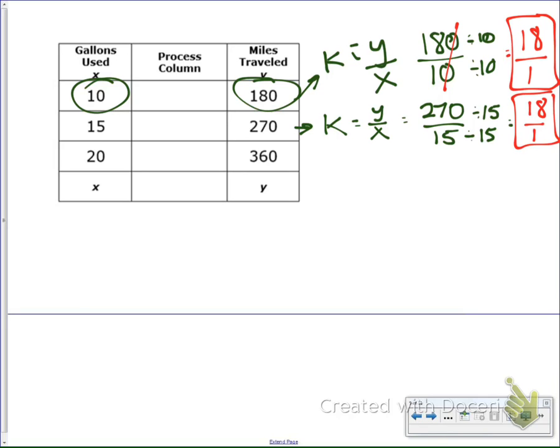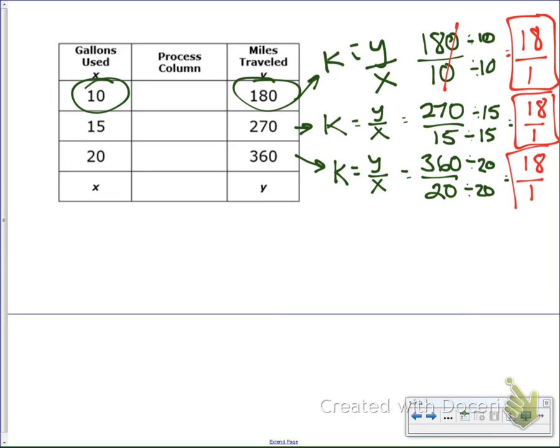Now I need to check it with my last row on the table. We want to check all the rows that we have. So again, y over x. That's going to give me this time 360 over 20. I know I can divide both of these by 20. Divide by 20 here. And again, I see that I have a constant of proportionality of 18 over 1, excuse me.